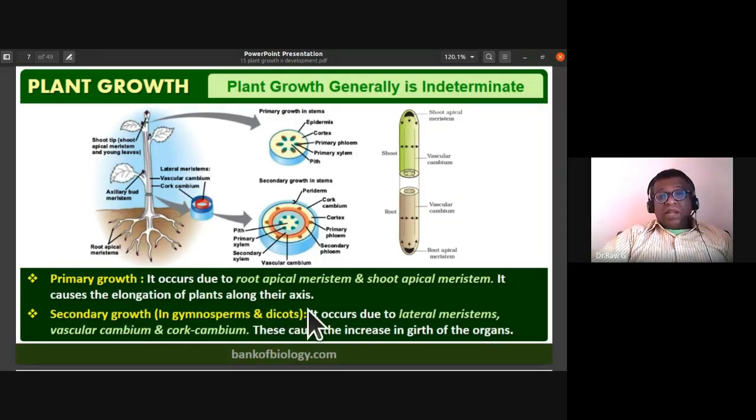Even the activity of the intercalary meristem also facilitates the increase in the length of the plant. So elongation of plants along the axis, or increase in the length of the plant, is because of this primary growth. The secondary growth takes place in gymnosperms and dicotyledonous plants. You know already about the cambium. It is due to the activity of the lateral meristem. So lateral meristem includes cork cambium, intrafascicular cambium, interfascicular cambium. All these three are nothing but the lateral meristem. So lateral meristems bring about the secondary growth in gymnosperms and dicotyledonous plants.